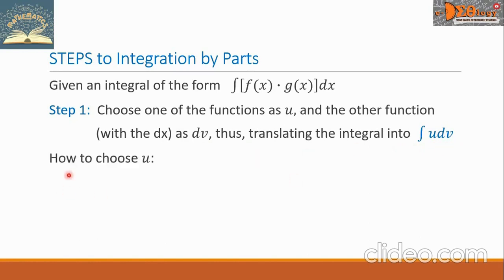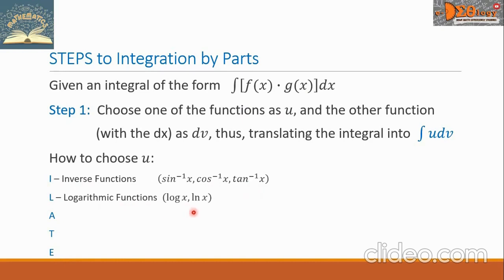The next question is how to choose the function u among the two functions here. This acronym will help us in choosing u. ILATE. The letter I stands for inverse functions. Examples are sine inverse x, cosine inverse x, and tangent inverse x. The letter L stands for logarithmic functions. Examples are log x and natural log of x.